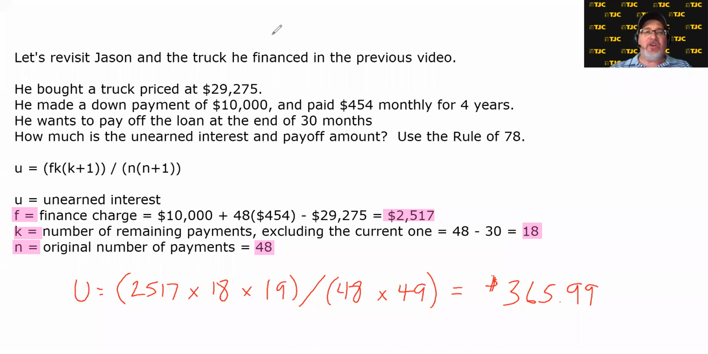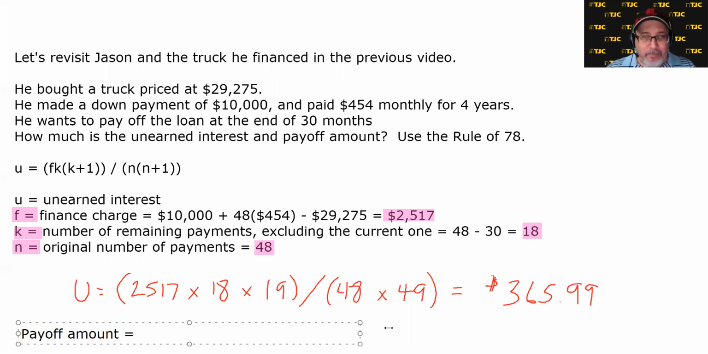But we're also asked, what is the payoff amount? The payoff amount is all of the remaining payments minus the unearned interest. How many payments have we not made yet? Well, we've made 29 payments. Remember, we haven't made the 30th.